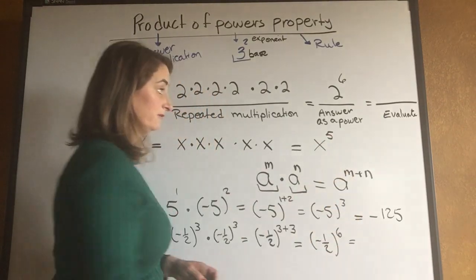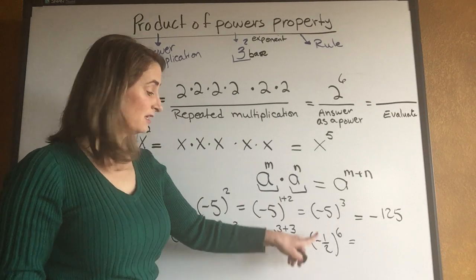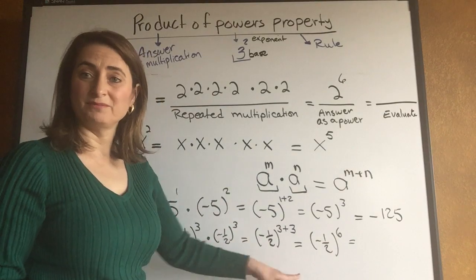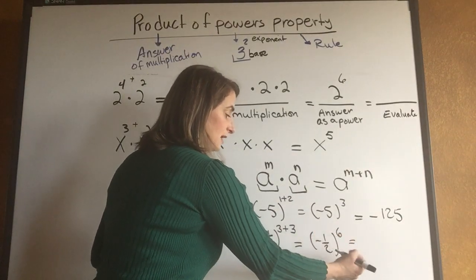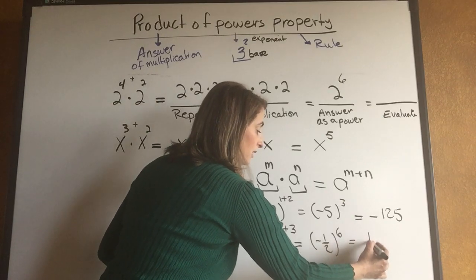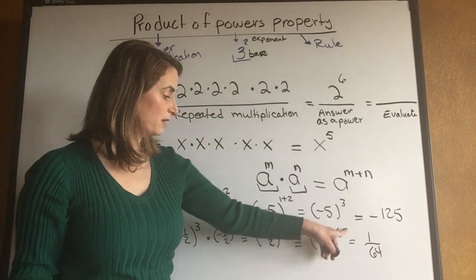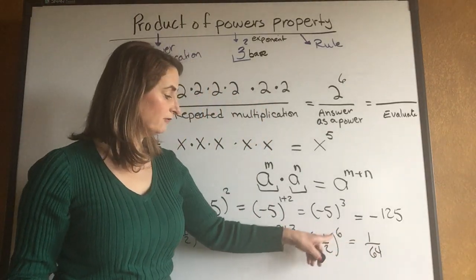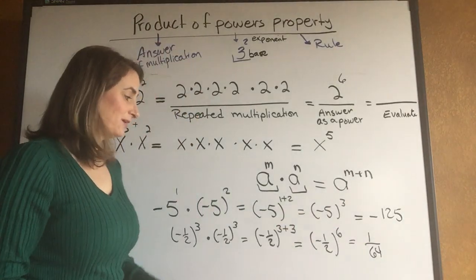If I'm asking you to evaluate, then you have to find the value of 2 to the power of 6 and the 1 to the power of 6, but it's a negative. Negative half to the power of 6 gives you 1 over 64, which is positive because 2 to the power of 6 is 64, and negative 1 to the power of 6 is positive 1 because it's an even number.